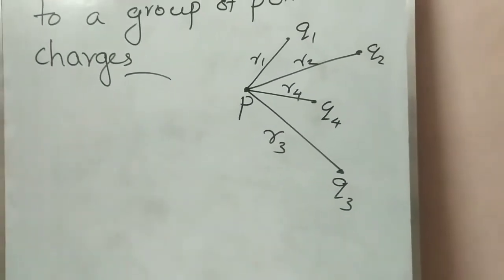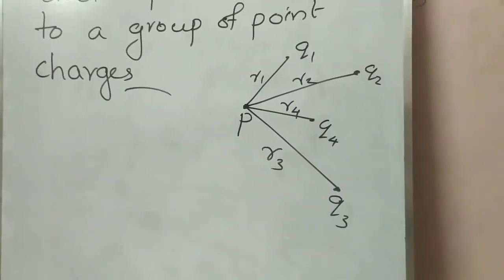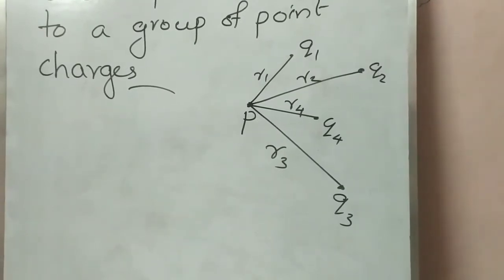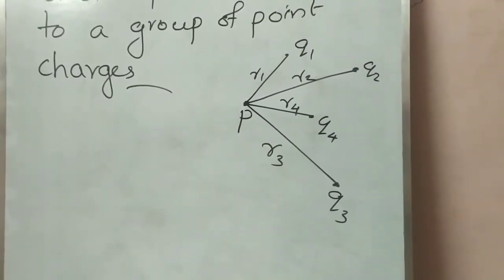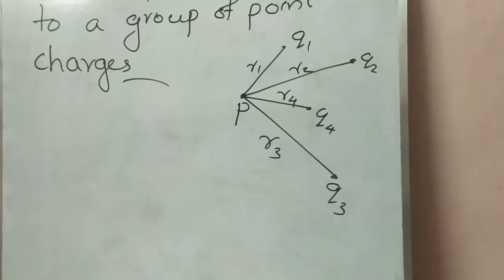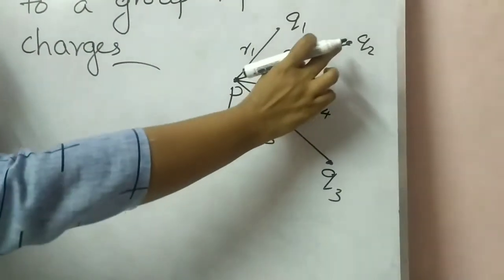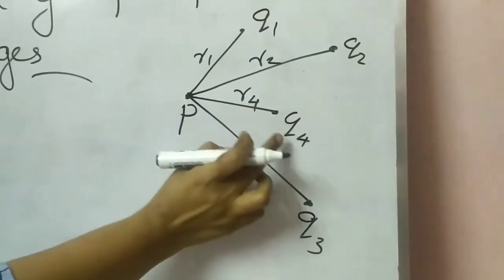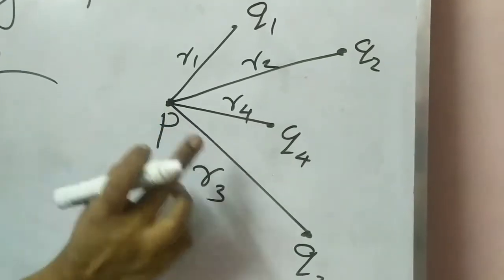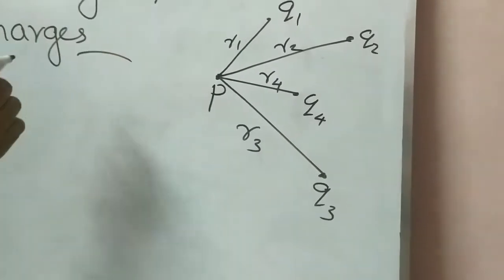You know potential is a scalar quantity. So here we can take the algebraic sum of all these potentials. All these potentials means potential due to Q1 plus potential due to Q2 plus potential due to Q3, Q4. So how can we write?